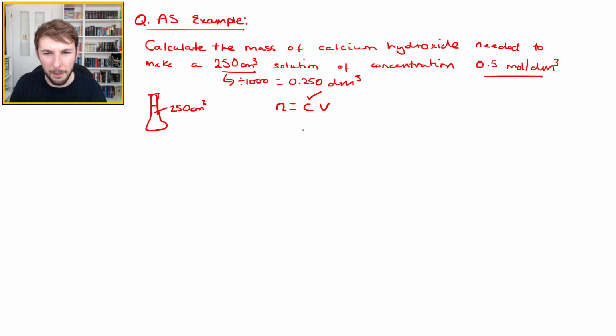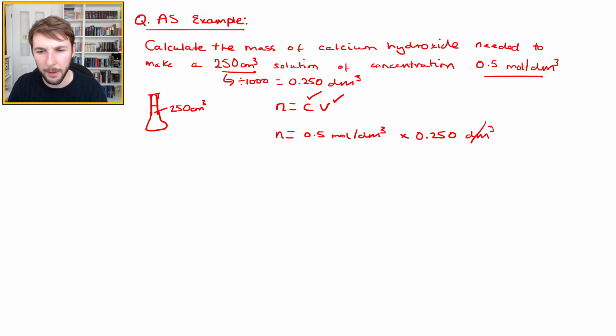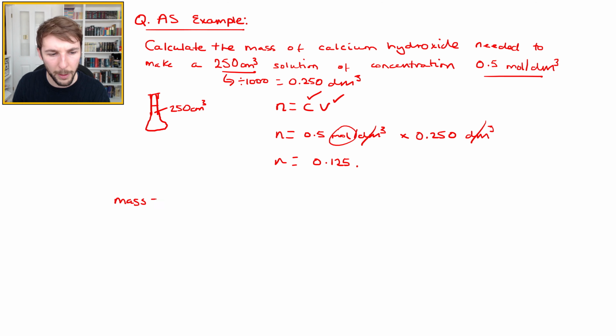So the first thing we do is work out how many moles of calcium hydroxide that would be. So that would be 0.5 moles per dm³ multiplied by our volume, which we've got because we've converted now, 0.250 dm³. The dm³ cancel out, you get an answer in moles. So the number of moles we should have of that calcium hydroxide is 0.125. So now what we can do is take that across to the mass equals Mr times moles equation.